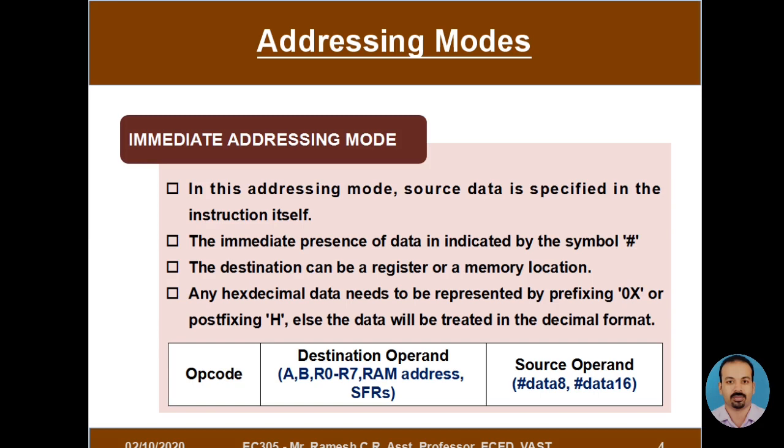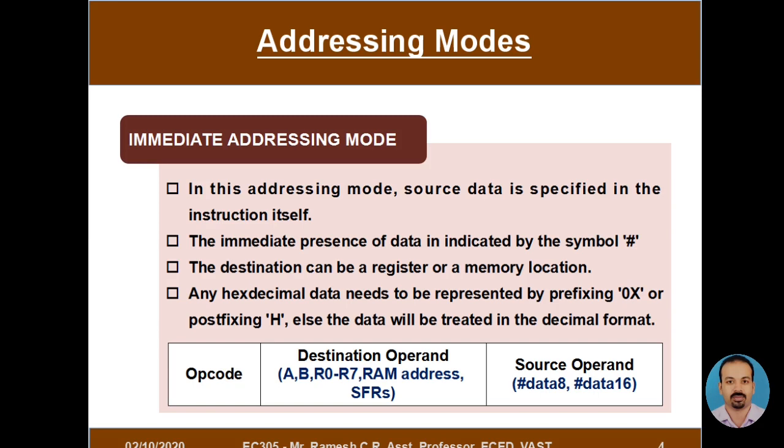The source is the data, and the destination operand can be any register, that is it can be register A, register B, or registers R0 to R7 of the register bank being used, or it can even be an internal RAM address. We have seen that if you need to address or use the register R0, you can use the address 00H, which is the address in the internal RAM. So even that RAM address is supported. Or apart from all these general registers, you can even specify a special function register like T0, TL0, TH0, etc. So these are special function registers.